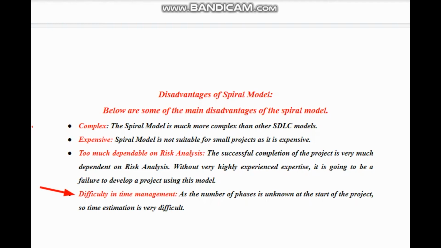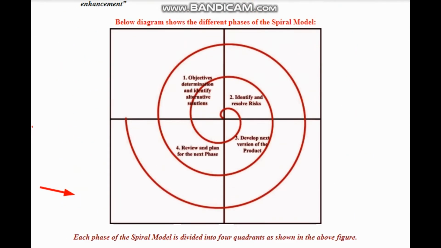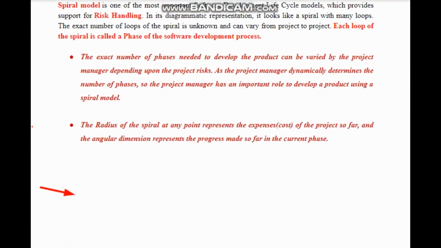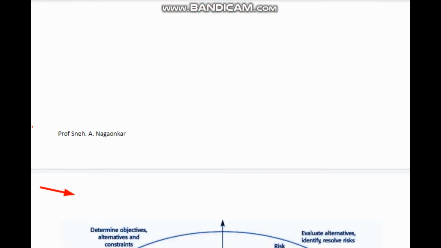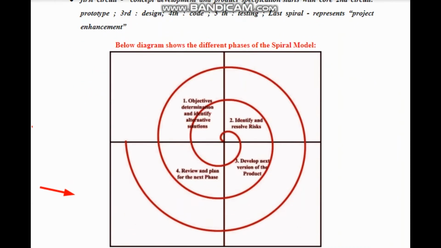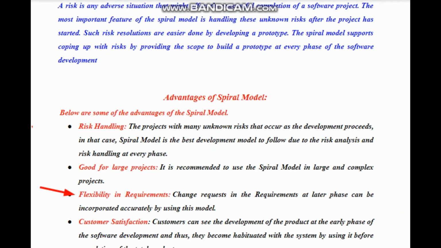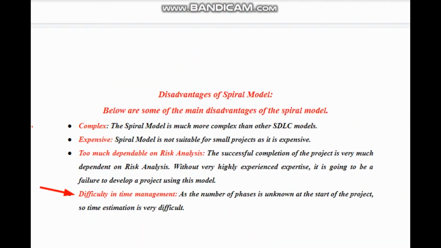So guys, just go through all the points, okay? Go through the diagram, go through the explanation, and then if it is asked for 10 marks, try to also include advantages and disadvantages. Fine. So here we are at the end of this spiral model.